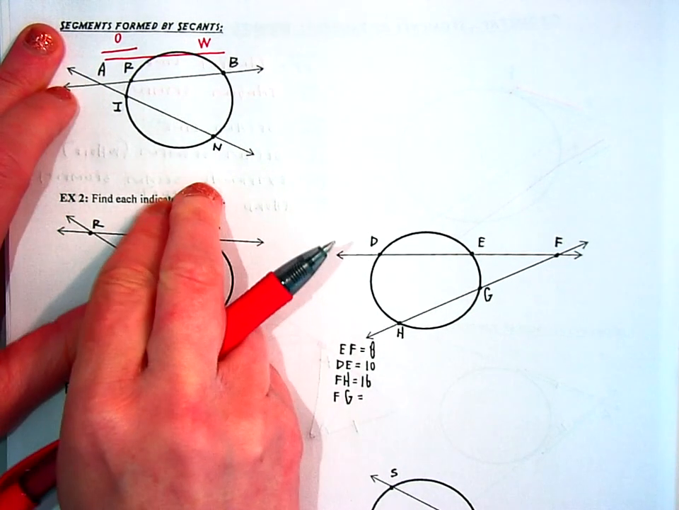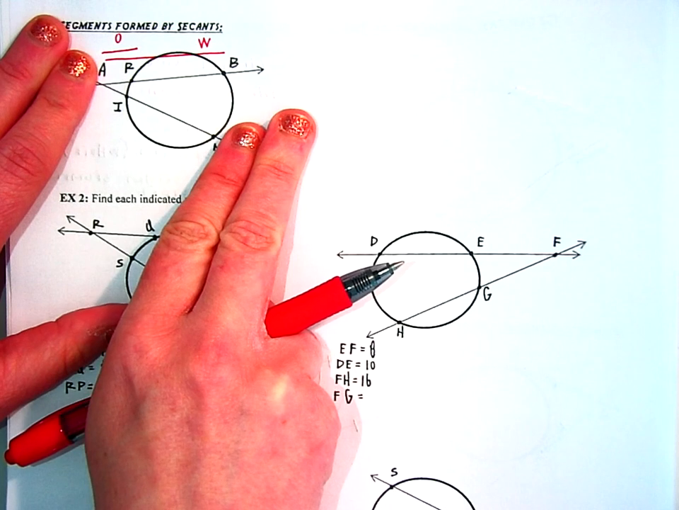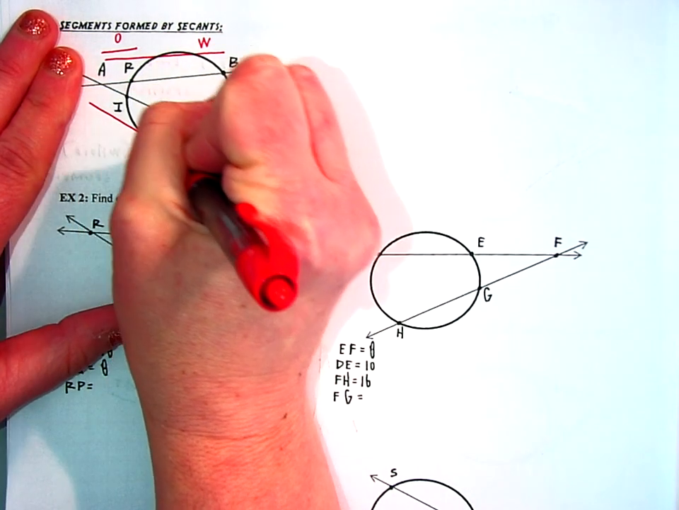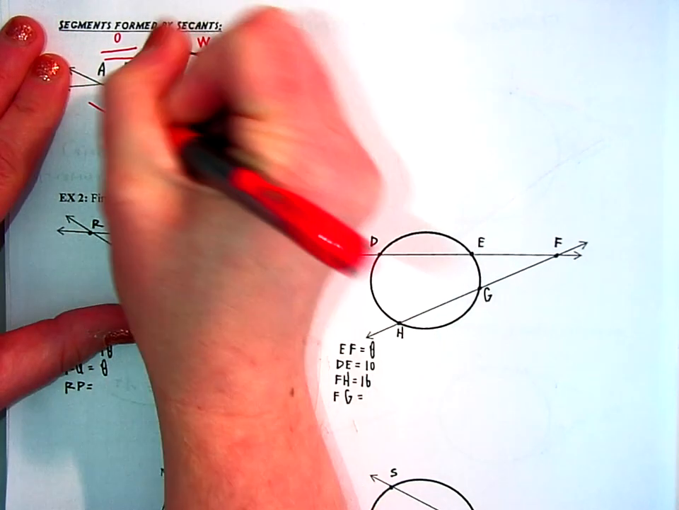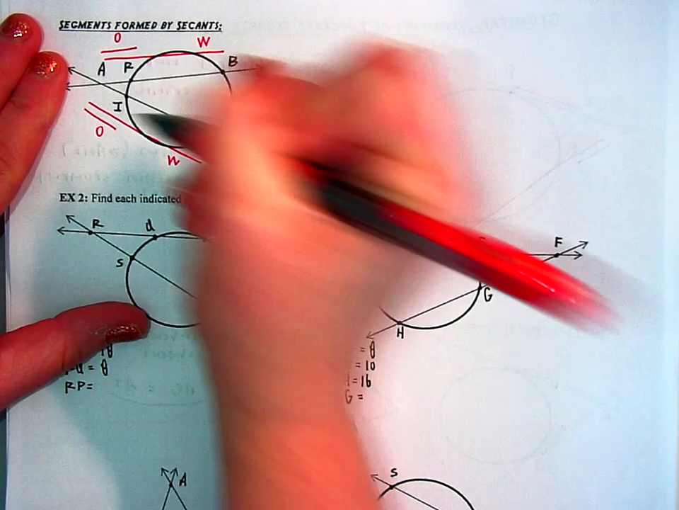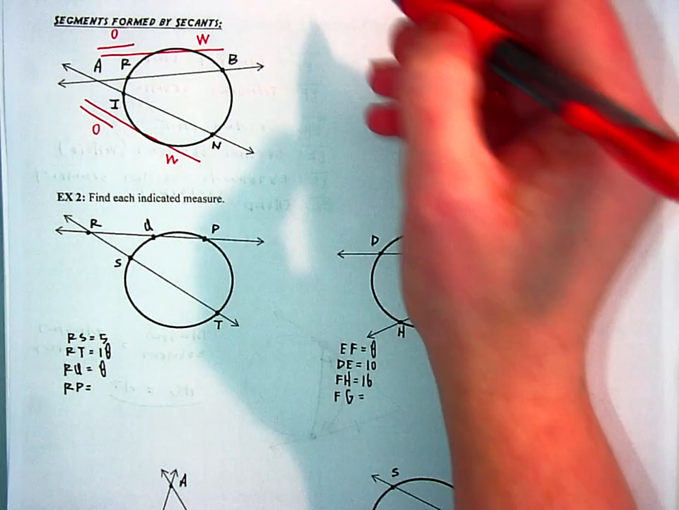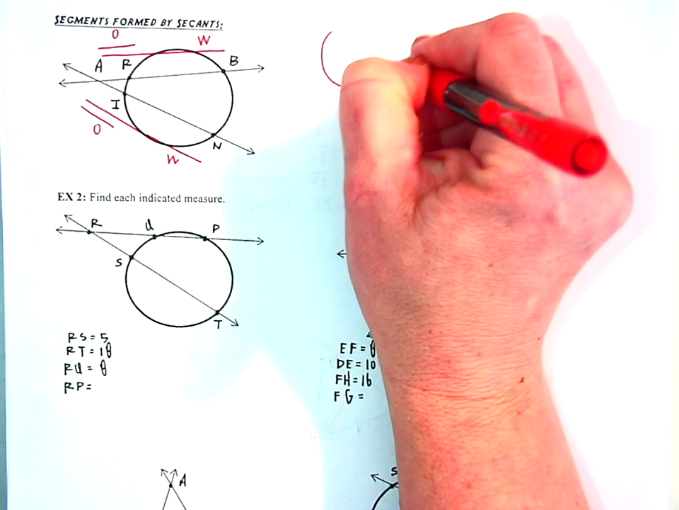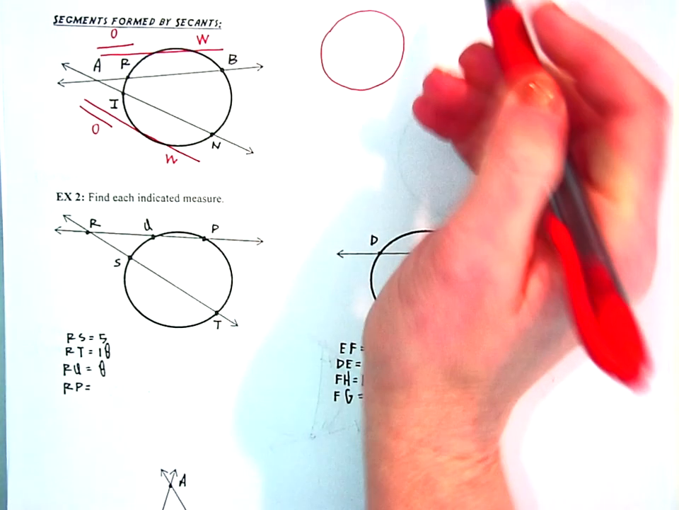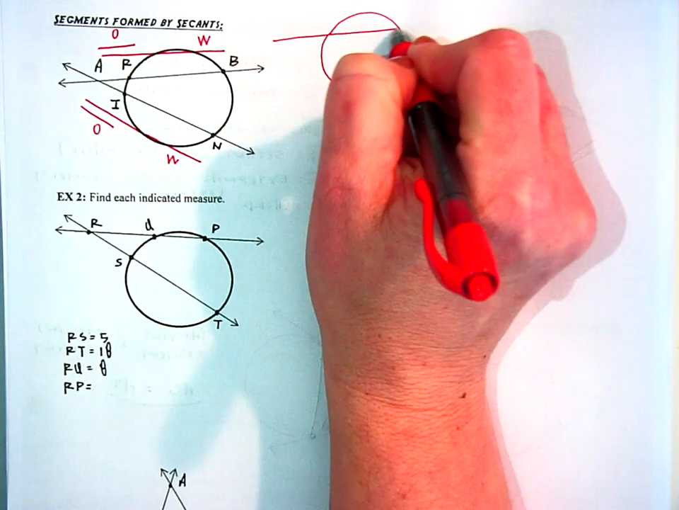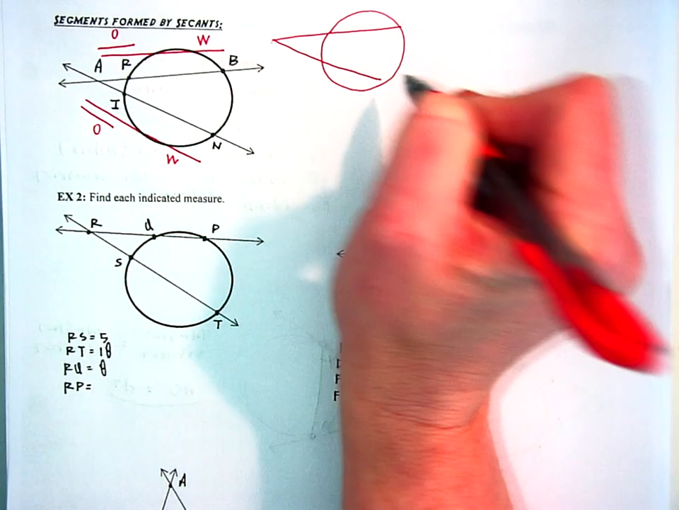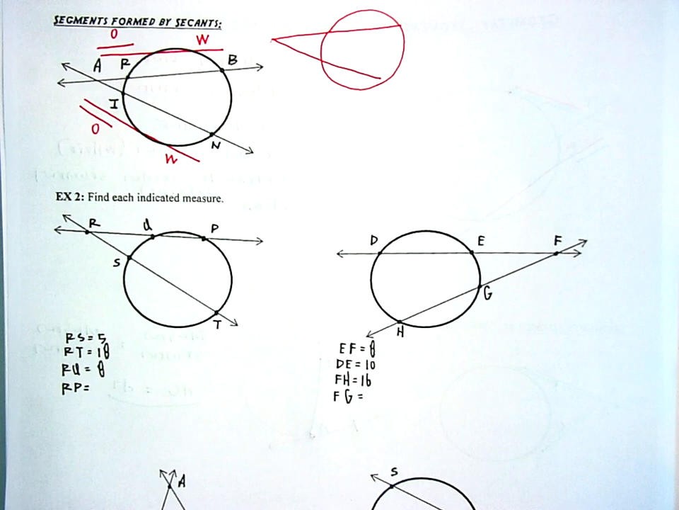For the bottom one over here, there is the whole secant segment, so I'm going to do the same thing. That's the whole. Then the portion that is outside, I'm labeling with an O. Now, before I do anything, I want to show you the relationship and where it comes from. So I'm going to draw a little circle off to the side, and draw in those two secant segments like so. Please go ahead and do the same.